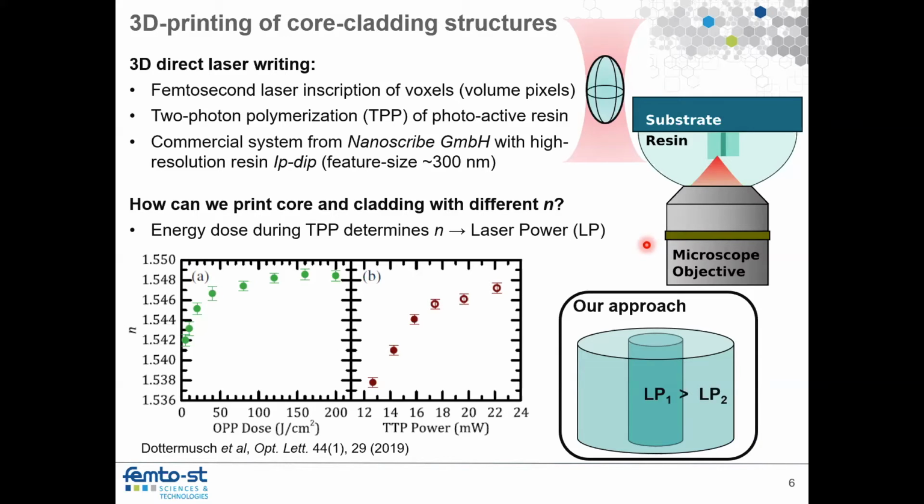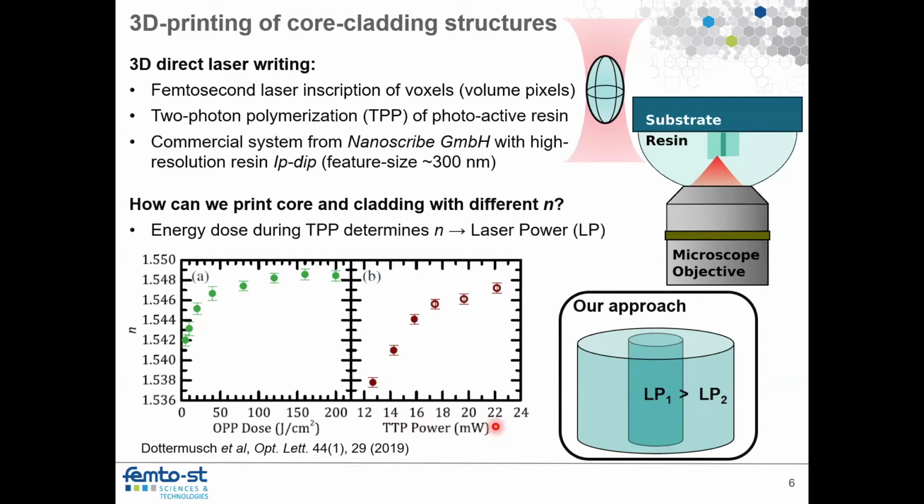So for the resin we are using, which is this IPDIP, the highest resolution resin that the company Nanoscribe provides, which is the one that has the machine, so we have the machine from Nanoscribe. There is this study that shows that the two-photon polymerization depends on the amount of laser power that you put for a given writing speed and for a given resolution you want.